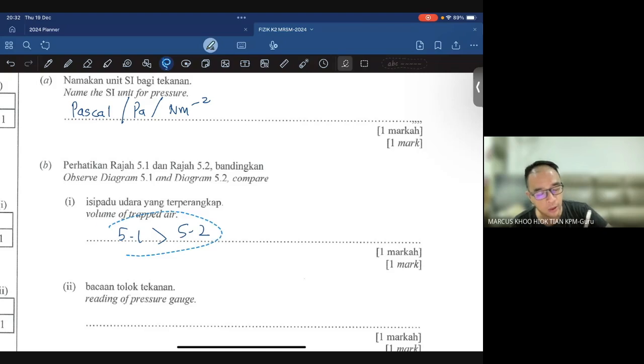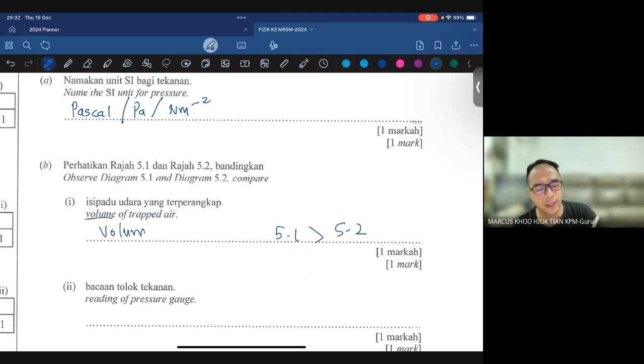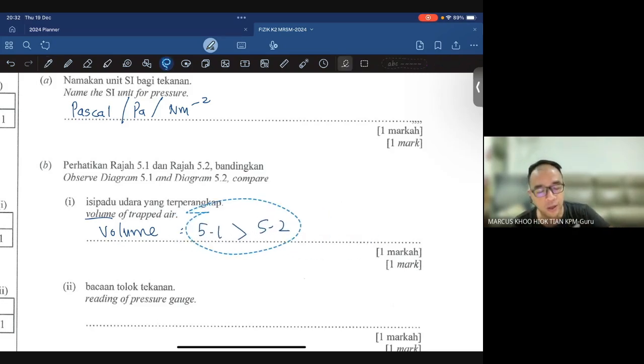Reminding you once again, if you can, please write the title at the beginning. At least volume lah. Sekurang-kurangnya tolong tulis volume. If you don't write volume, at least try to write volume. I think this is a much better looking answer.